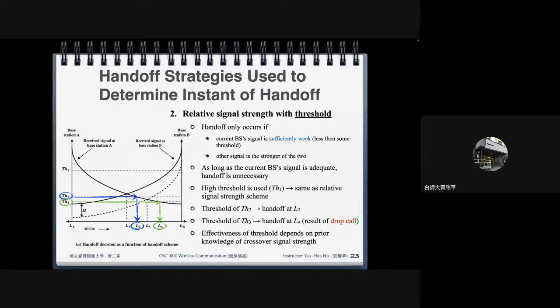Then we take a look at what happens if we set the threshold so big, say threshold 3. Then I hand off at location 4. But if the threshold is too big and I hand off at location 4, it might result in a dropped call, because at location 4 I would still be connected to base station A, and the signal strength from A might be too weak for me to maintain the connection. That might cause the call to get dropped. So setting the threshold is very important. The effectiveness of the threshold depends on prior knowledge of the crossover signal strength. I know that the signal gets significantly stronger, and at a certain point I'm going to switch over. So the threshold depends on prior knowledge.